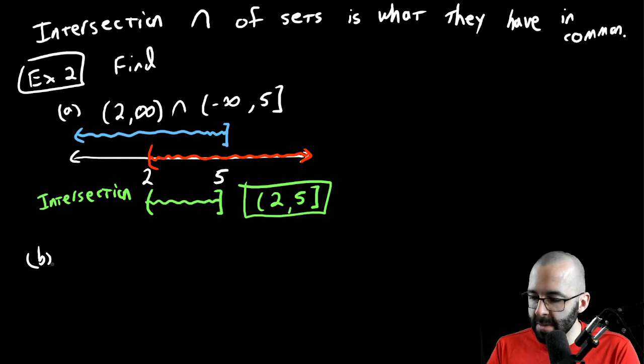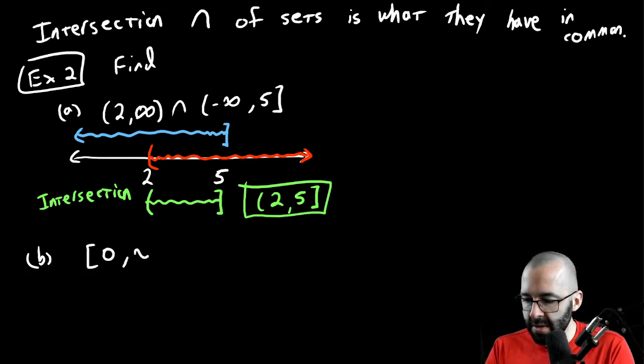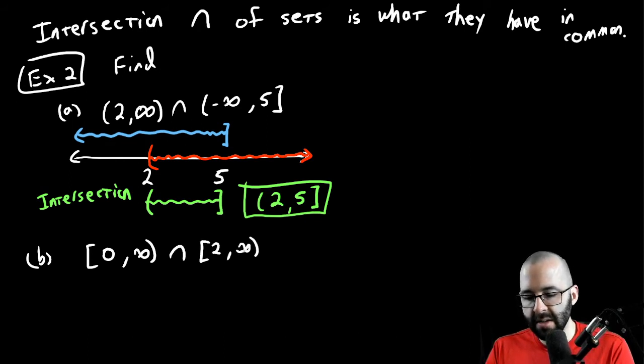So this is the interval from 2 to 5. And that's the answer, and that's how we do intersections. So let's do a couple more examples to really hone this in. Intersection of 0 to infinity and 2 to infinity. Let's get our number line.